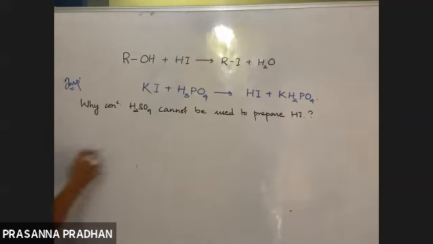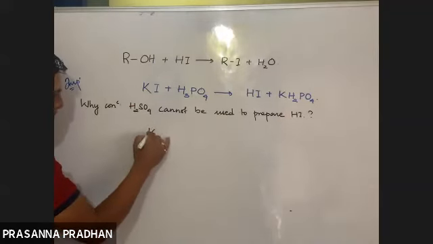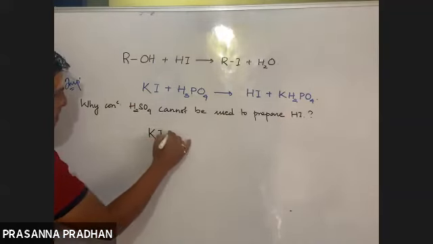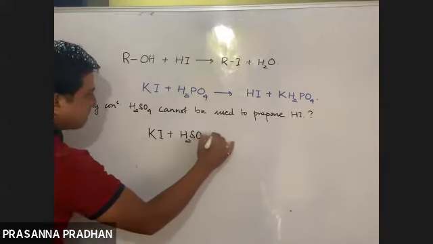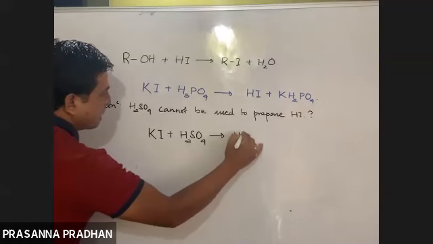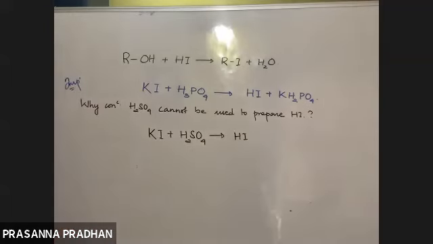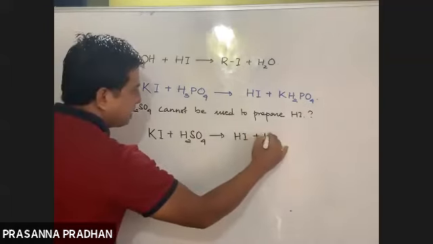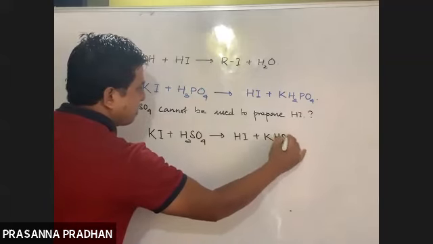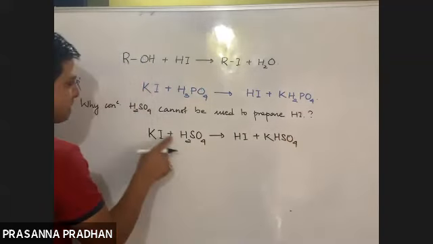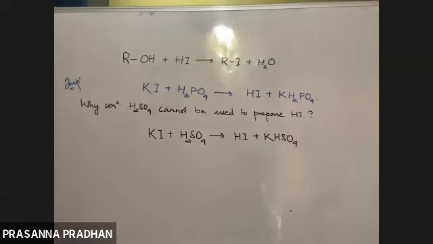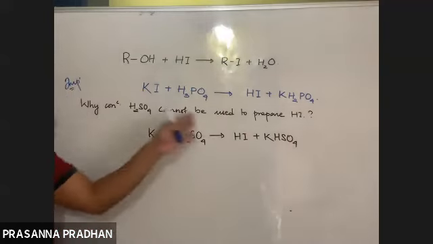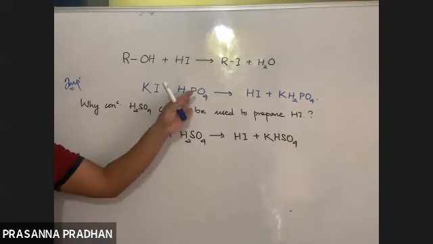So let us see. If potassium iodide is treated with H2SO4, then what is the product? Yes, we are going to get HI, and the other product is KHSO4. One hydrogen goes with iodine as HI, and one hydrogen is left, so KHSO4. So we are getting HI. So why are we not using H2SO4? Why are we using H3PO4?